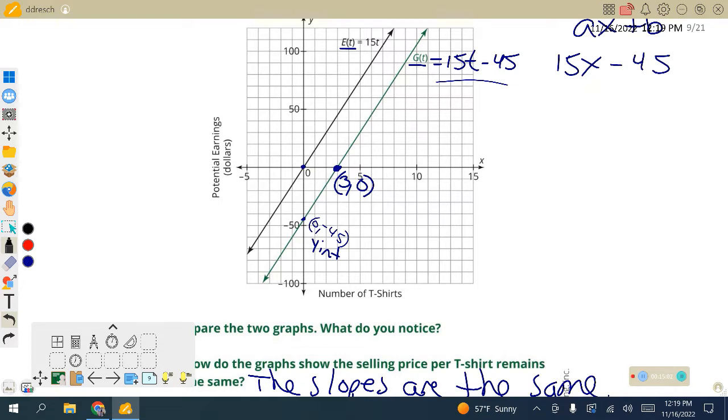Where's $100 at? $100, that's our y-axis, that's our earnings. Look at that green one. Where is that location? Right there. What's it between? If I go straight down, it's between 9 and 10. So if I want to make that $100, we talked about this yesterday, how many t-shirts am I going to need to sell? 9 or 10?